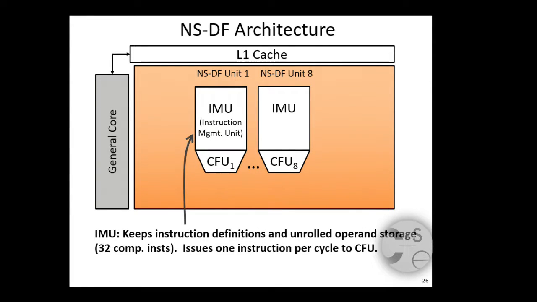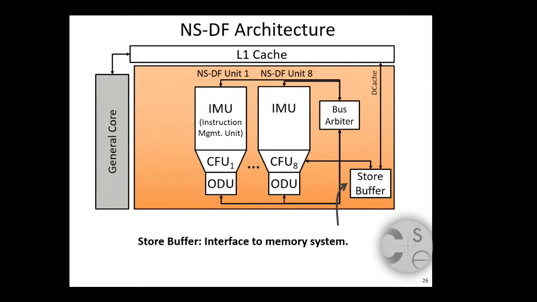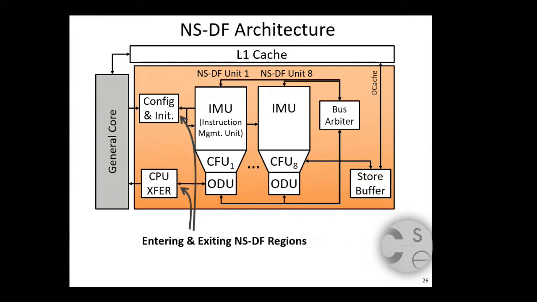These are supported by an instruction management unit, which houses the instruction definitions as well as any live operand storage. And the IMU will be able to issue 1 instruction per cycle. These communicate over a multi-bus network for transmitting any live values. And some of these compound functional units will have access to the memory interface, so that we actually won't need to use the core to supply the memory. We'll be accessing the memory from the NSDF itself.